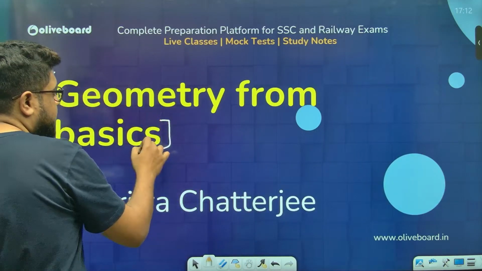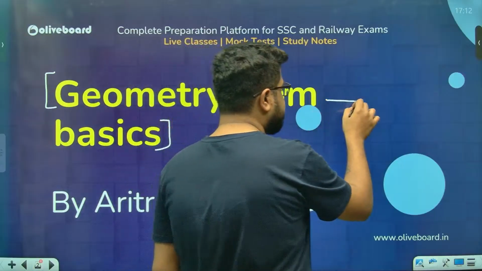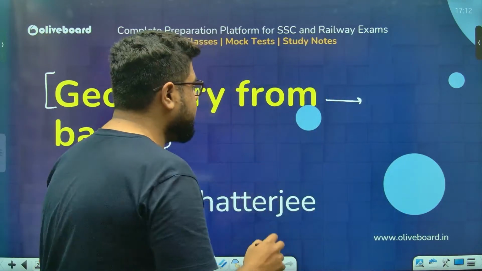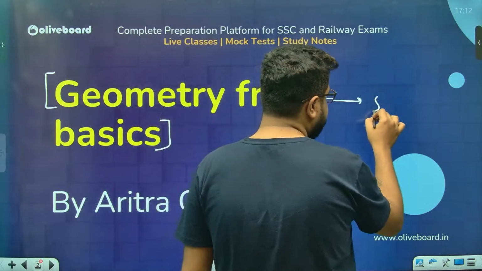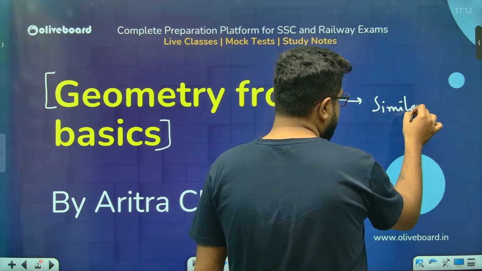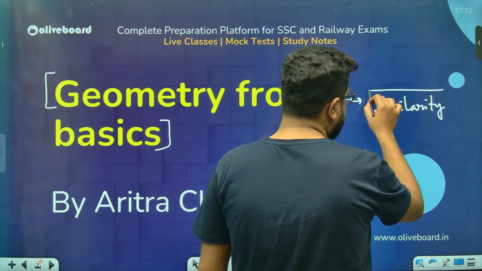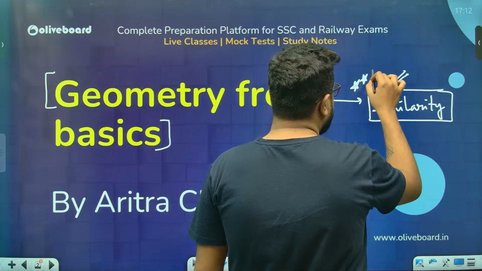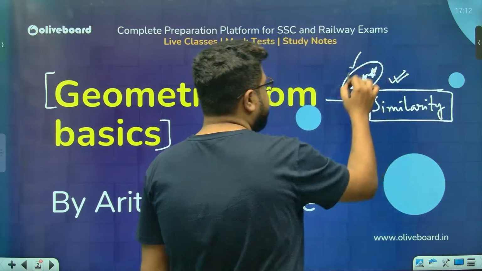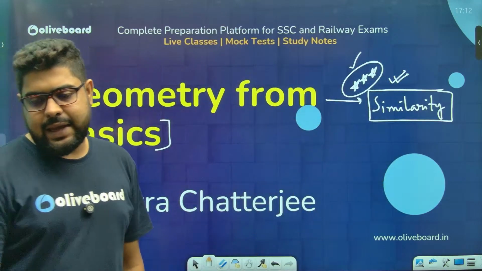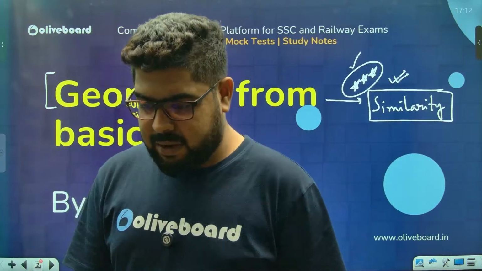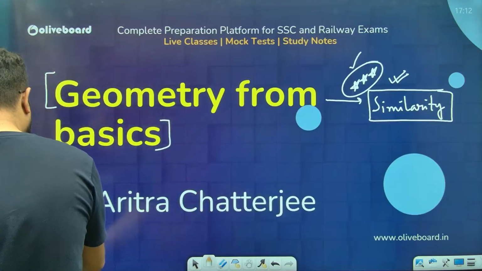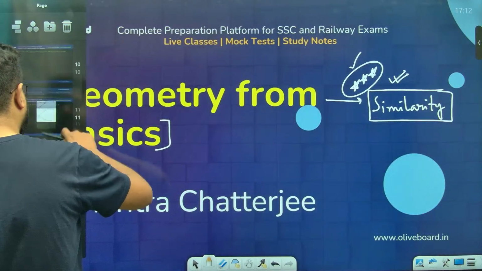Okay. Now, again, we're learning geometry from basics. We have done a few classes. Today, we will continue, or start, with similarity of triangles, which is very important. Like 80% of triangle is similarity based. So that is something that we must understand. Sir, without any delay, let's start with that.